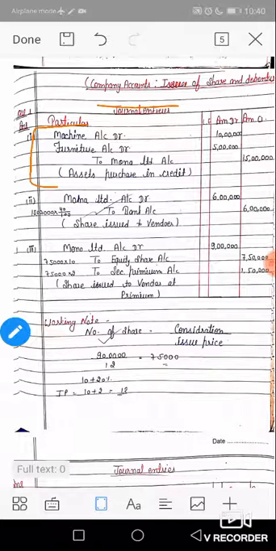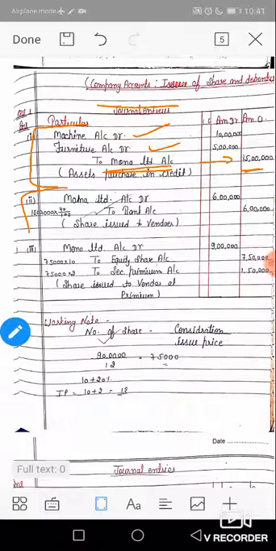First entry, when assets are purchased from Mona Limited: Machine account Dr., Furniture account Dr., to Mona Limited. Mona Limited is the vendor. Machine rupees 10 lakh, furniture rupees 5 lakh, and the total value of 15 lakh is credited to Mona Limited account.